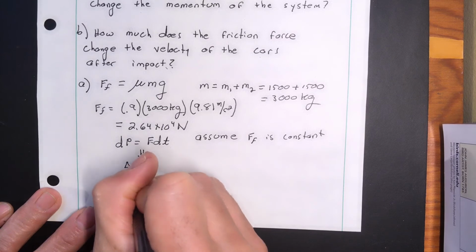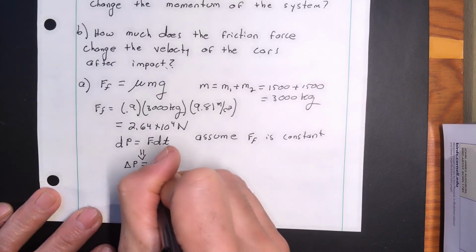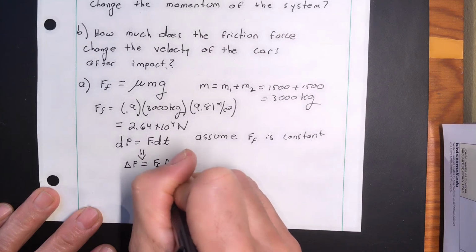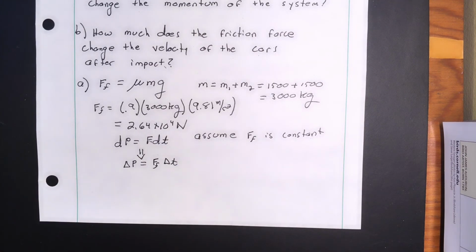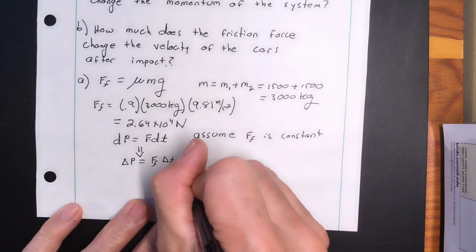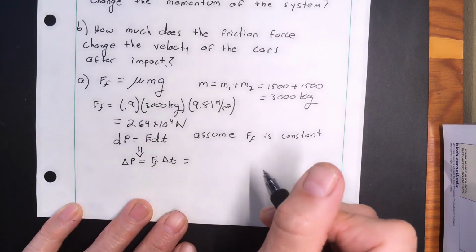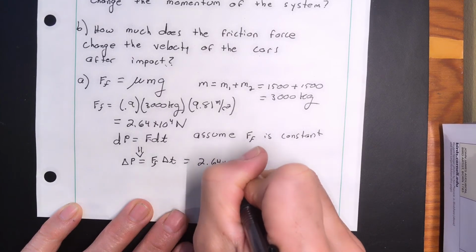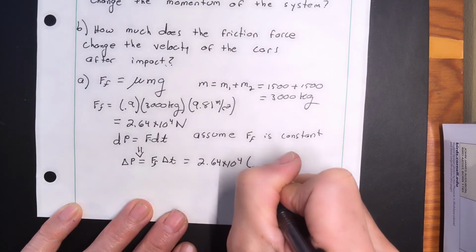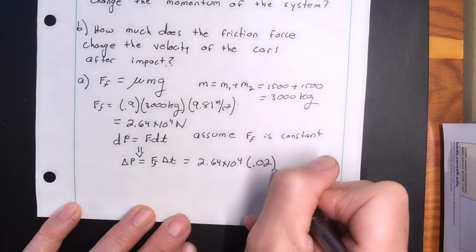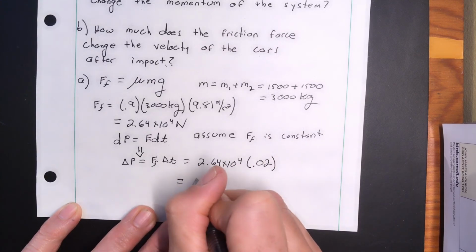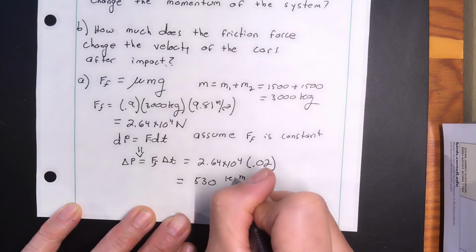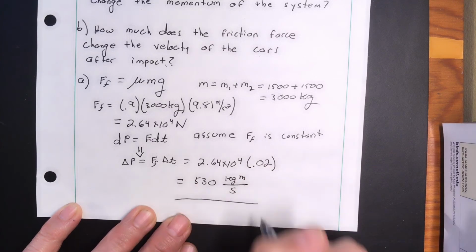We can just make this a delta p, a change in p, is that frictional force times the amount of time over which that force acted. So the change in momentum then is just the force, 2.64 times 10 to the 4th, times the amount of time over which it acted. So we get 530 kilogram meters per second for the change in momentum.